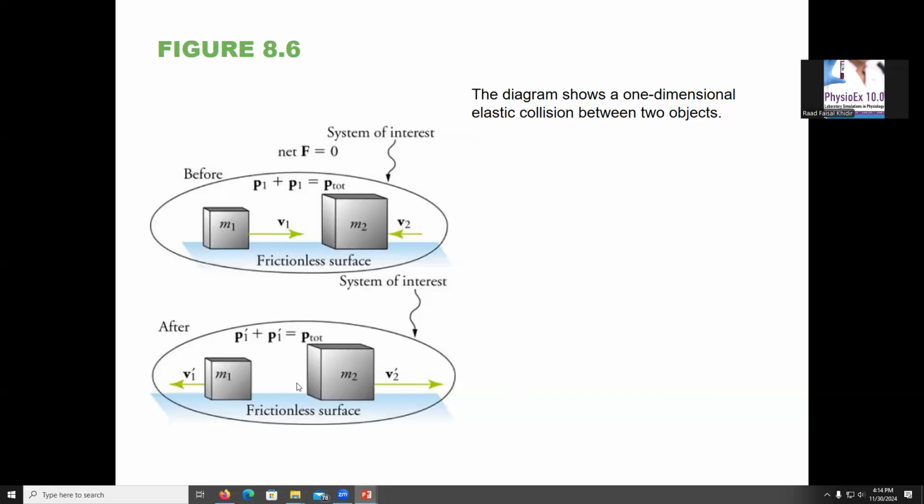So if they don't stick together, that means they are elastic. That was an elastic collision. If they get stuck together and move together after that, that will be an example of an inelastic collision. This body has mass m1 going with a velocity v1 in this direction. This body has mass m2 going with a velocity v2 in that direction, and both collide. That's before. After they collide, they move in opposite directions. That's a perfect example of an elastic collision.